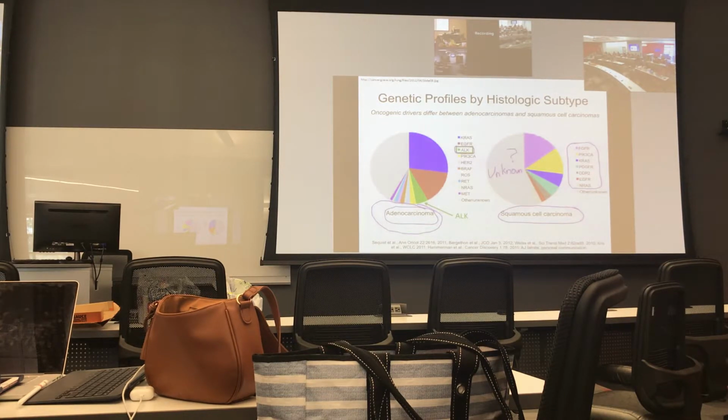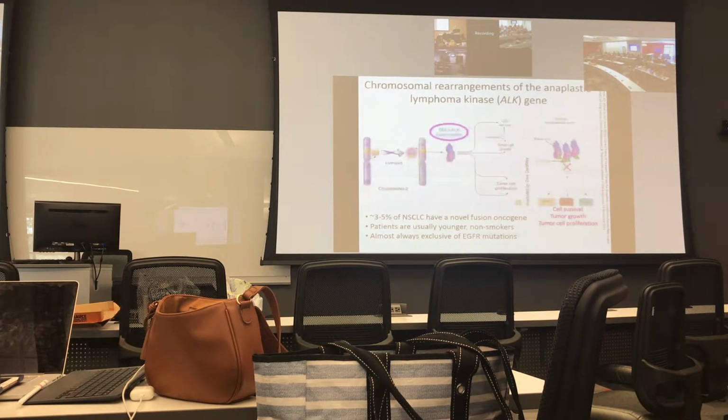And what happens with these ALK fusion proteins is we have an inversion of chromosome 2. So we have a piece of chromosome 2 that juxtaposes, inverts itself, and then inserts itself back into chromosome 2.